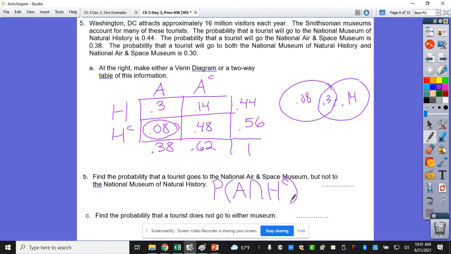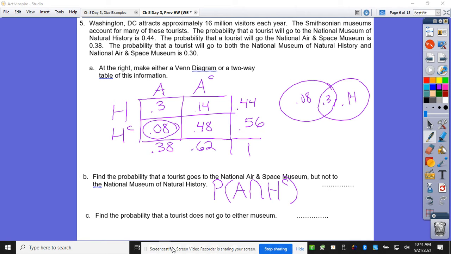Probably that they do not go to either. Well, what's my answer? 48%. That one would be written as P of parentheses what? Complement A and complement B. Like I said, I didn't ask you to write it like that. I just need to know that you can kind of think through it that way.